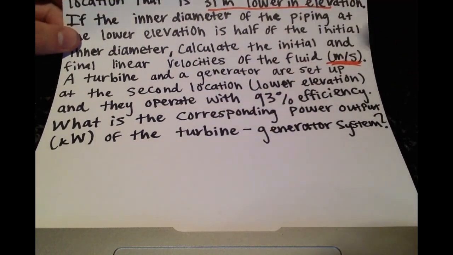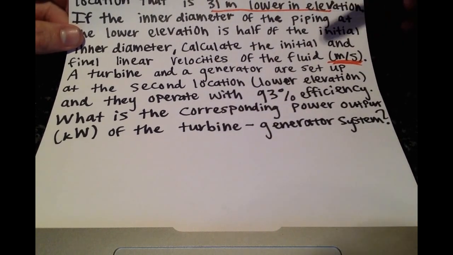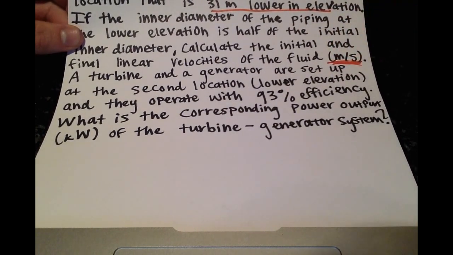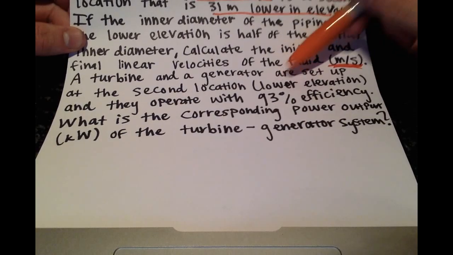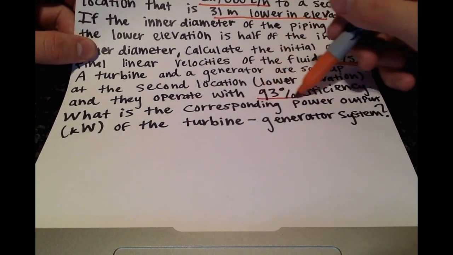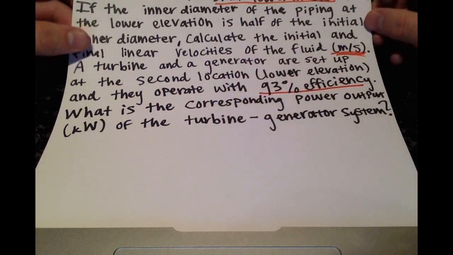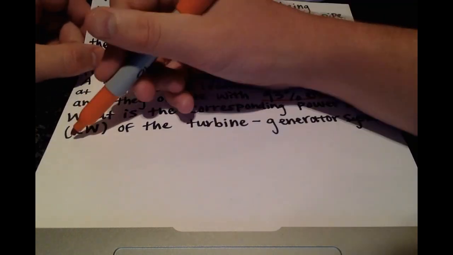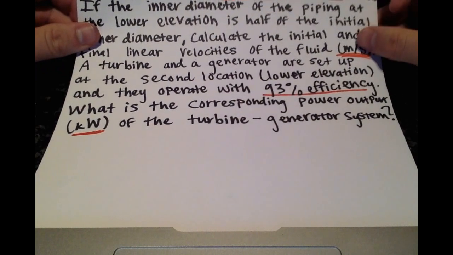And for the second part, we're told that we have a turbine and generator set up at the lower location, and if they operate with 93% efficiency, we want to find out what the power output is in kilowatts.